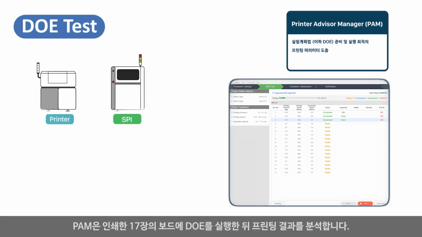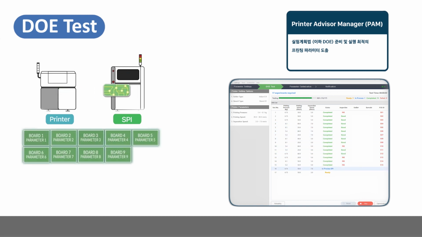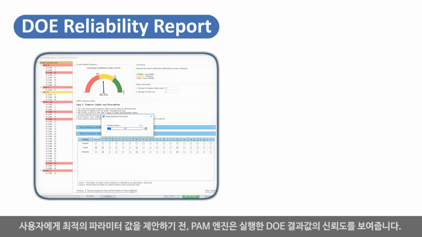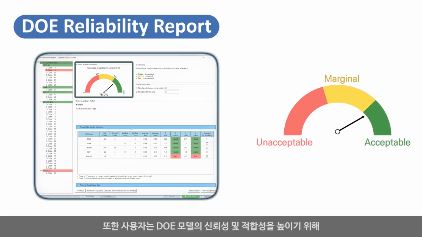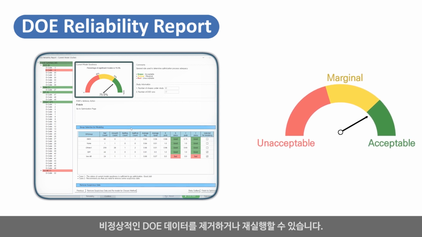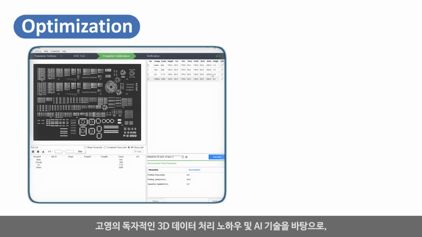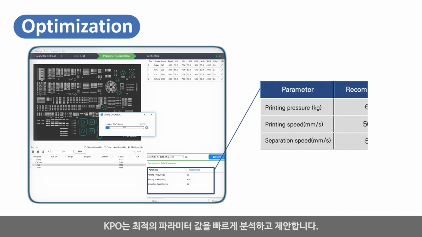The PAM engine runs a DOE on 17 prints and then analyzes the results. Before recommending the optimal printing parameters to the user, PAM engine shows how reliable the conducted DOE is. It also allows the user to remove or rerun suspicious DOE data to enhance the reliability and the fitness of DOE modeling. With 15 years of expertise processing 3D big data sets, KPO quickly identifies the optimal set points and then adjusts the parameters using AI.